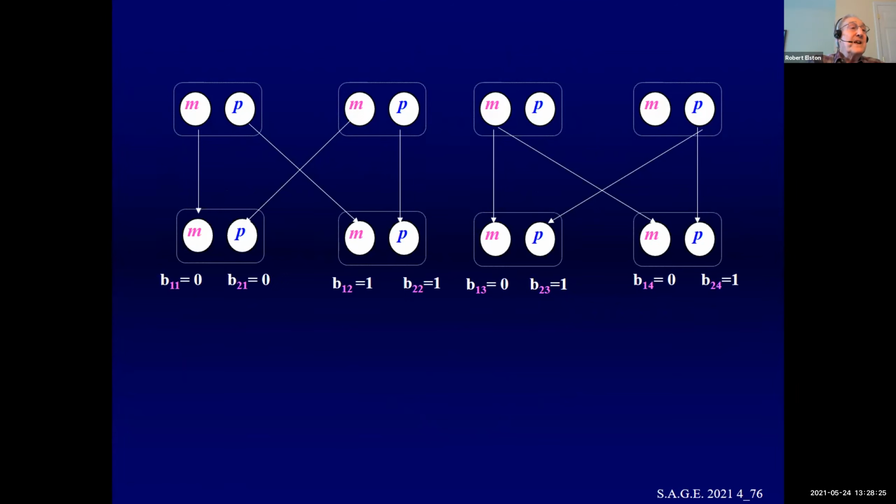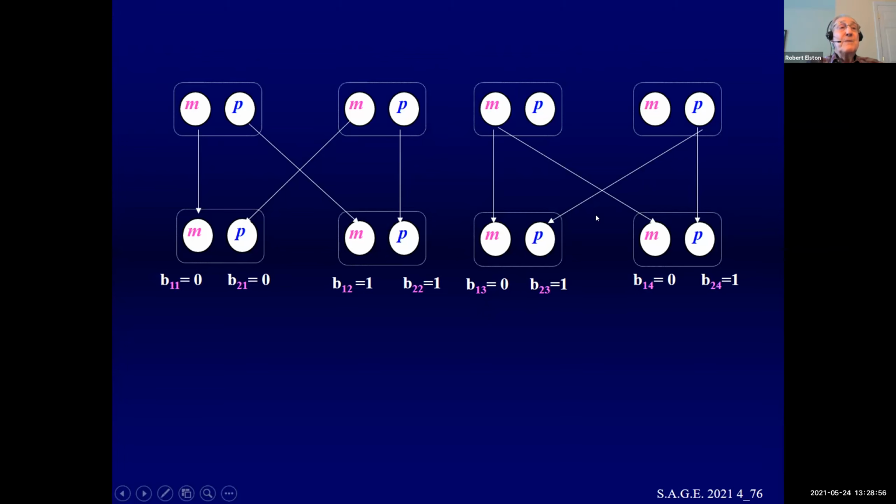Here we see this is maternal, so it's 0. This one is also grandmaternal from up here, it's 0. This one is grandpaternal, it's 1. This one is also grandpaternal, it's 1. This one is grandmaternal from here up here, so it's 0. This one is grandpaternal, so it's 1.